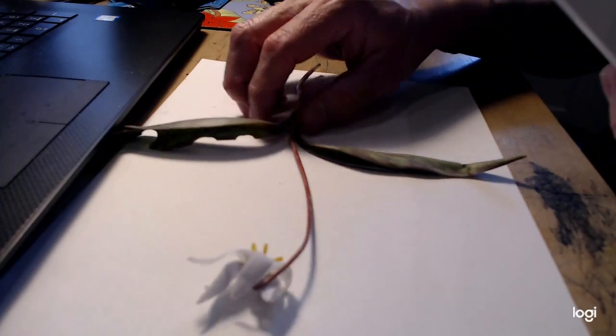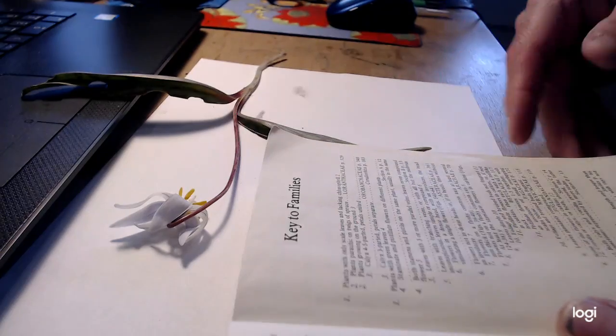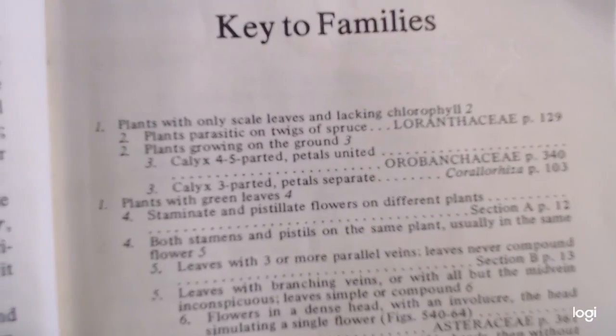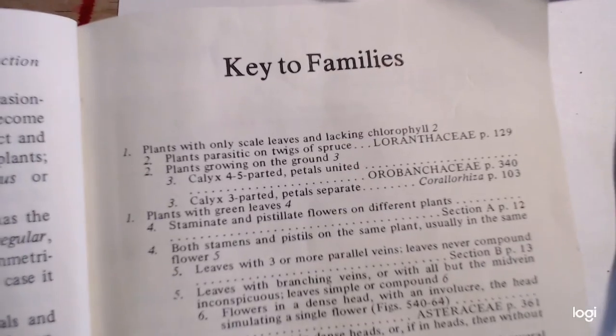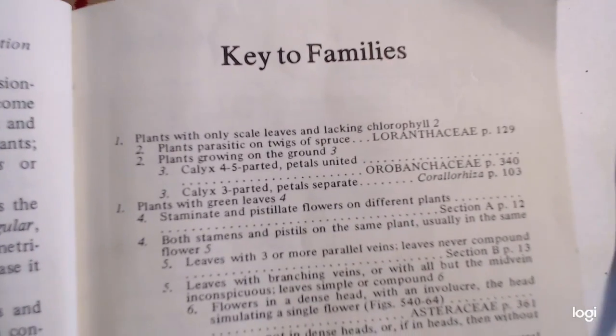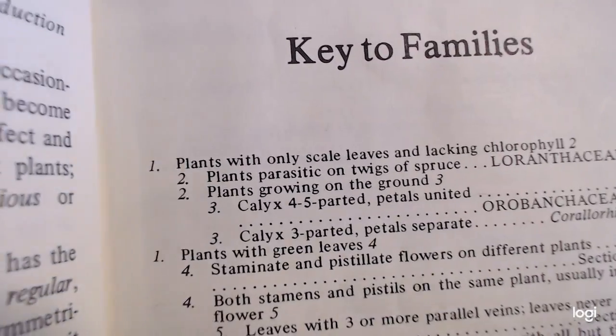The key is a dichotomous key, so it uses two characteristics against each other all the way down to the identification of the species. The first thing we're going to look at is this, the first page, on the first characteristics. Here it says plants with only scale leaves and lacking chlorophyll, or plants with green leaves. And if we look here, this is a plant with green leaves that doesn't look like it's lacking chlorophyll.